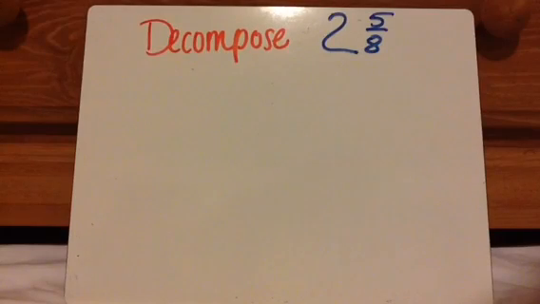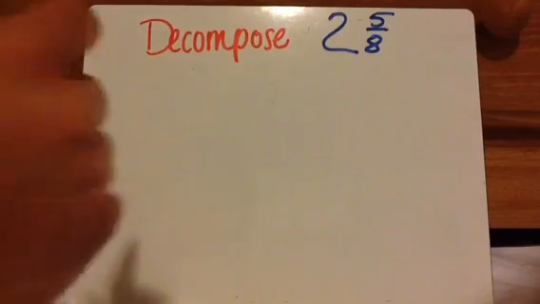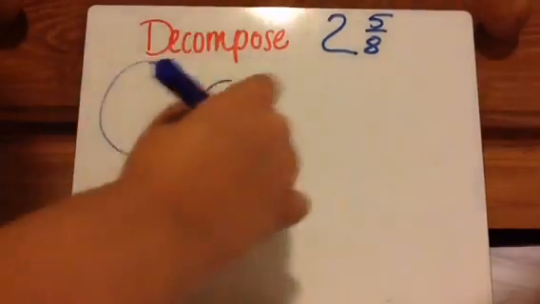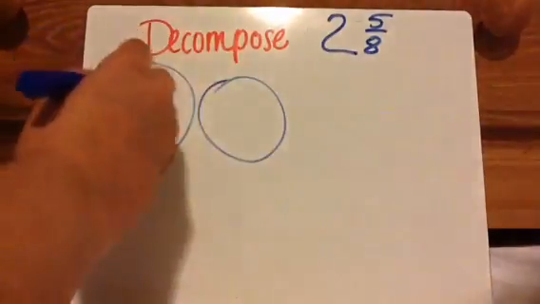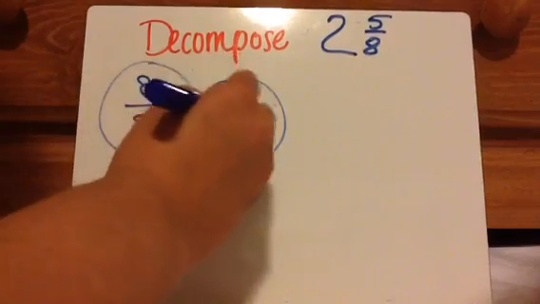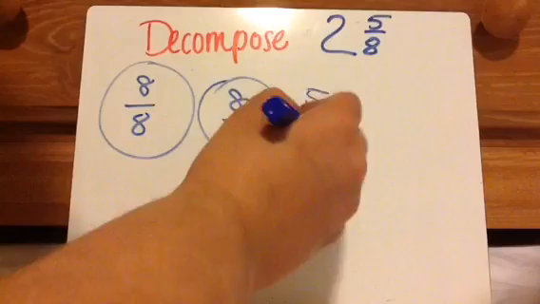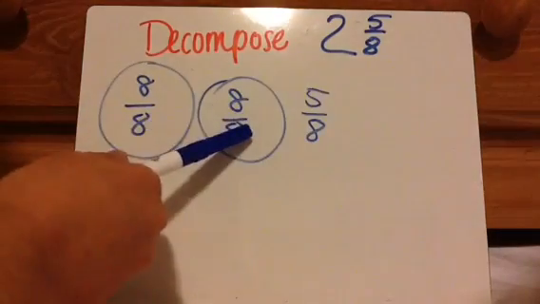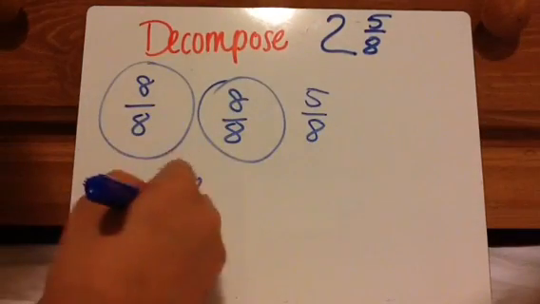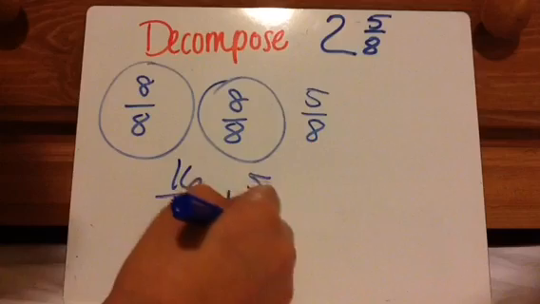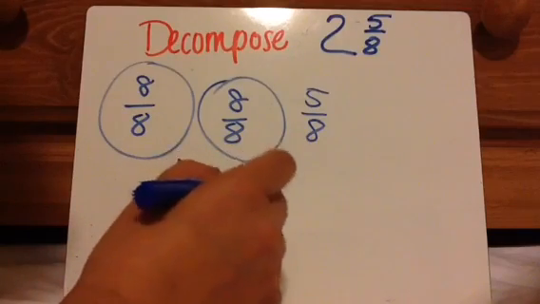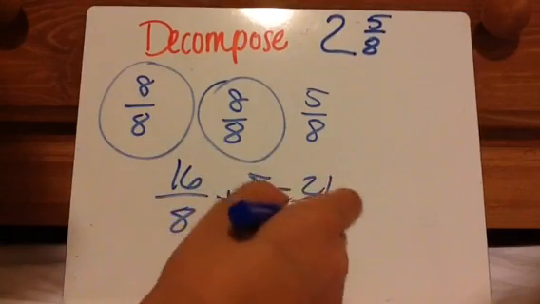Okay, decompose 2 5/8, or show me the sum of unit fractions. Okay, so 2 wholes, and they're broken up into eighths, so I know it's going to be 8/8, and then this last one here is going to have 5/8. So 8/8 plus 8/8 equals 16/8, and then plus 5/8, 16, 17, 18, 19, 20, 21, 21/8.